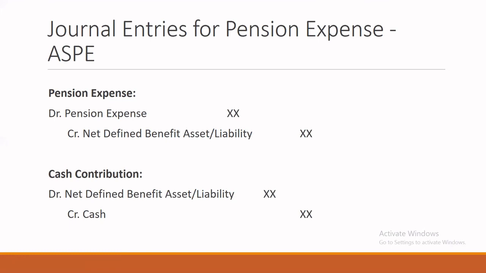So an expense is going to credit your net defined benefit liability or asset account. And then for the cash contribution, we're going to debit our net defined benefit and credit our cash, because contributions will increase the asset. We saw that the asset gets increased by any contributions that are made, so that would be a debit.